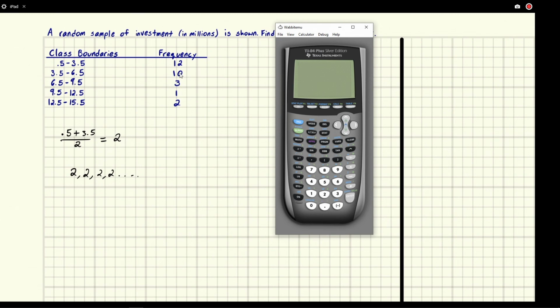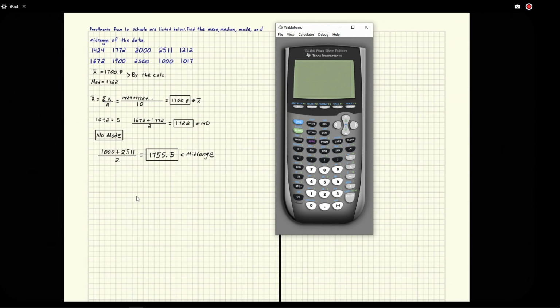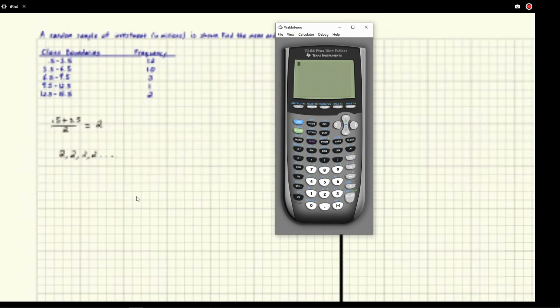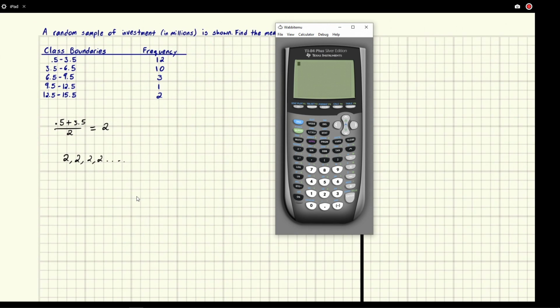Then for the next class, we're told 10 numbers are between these two. So we'd get the midpoint of this, and then we'd have 10 of those numbers. We'd get the midpoint of the next class, and we'd have 3 of those numbers. Then we'd have 1 of the midpoint of this one and 2 of the midpoint of the next one. At the end, we'd have a data set just like we have right here.